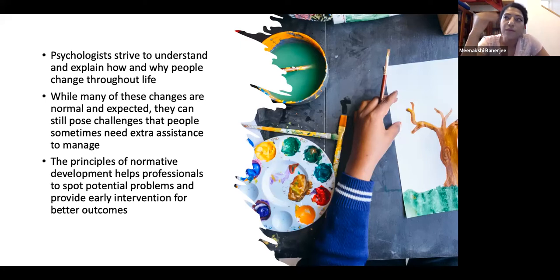The principles of normative development also help these professionals figure out potential problems and identify them for early intervention. Only if we know what is normative for that particular stage are we going to be able to find what is not happening correctly for a particular individual, what kind of difficulties this might be causing that individual. And then we look at how to use corrective measures to help them.